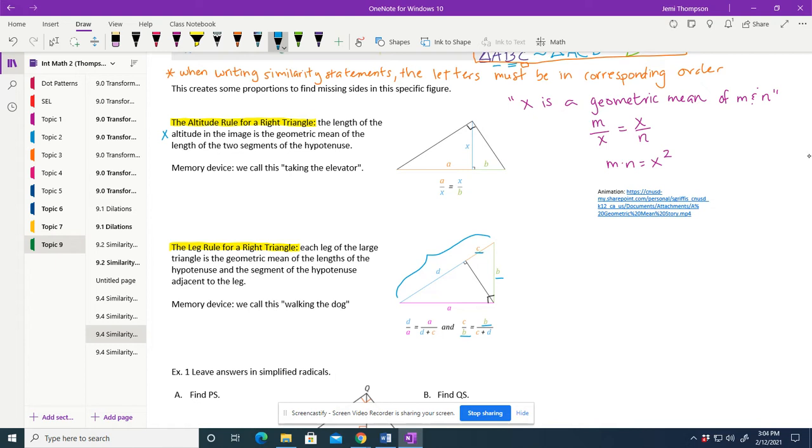Now the length of the entire hypotenuse here, if I just assign some numbers to make this more relevant, if I said D was 10 and C was 5, then to find the whole length, you would do 10 plus 5 and get 15. To keep it abstract here, I'm just going to do D plus C is the length of the hypotenuse. So this says the leg of the large triangle, like B, is the geometric mean of the entire hypotenuse and the piece of the hypotenuse adjacent to the leg.